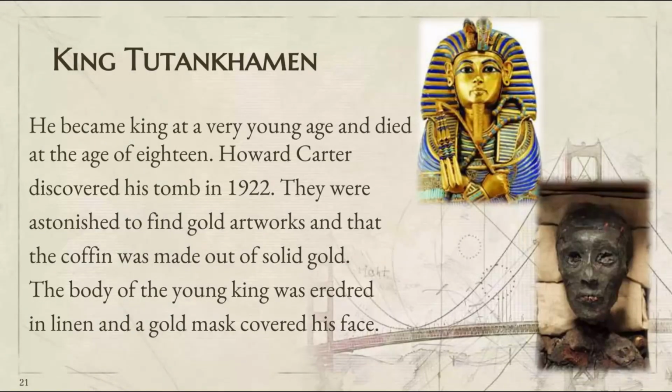King Tutankhamen. He became king at a very young age and died at the age of 18. Howard Carter discovered his tomb in 1922. They were astonished to find gold artworks, and that the coffin was made out of solid gold. The body of the young king was wrapped in linen, and a gold mask covered his face.